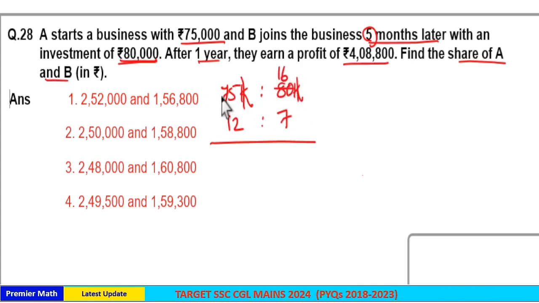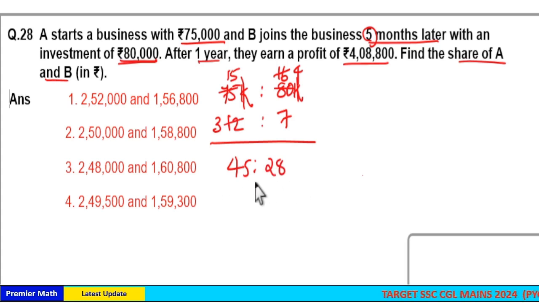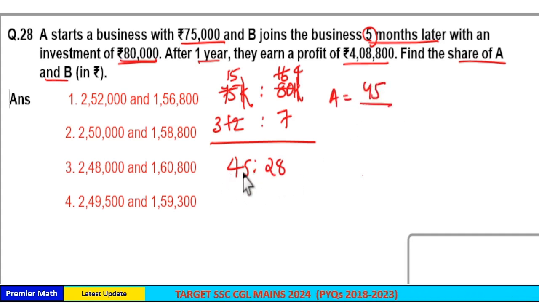Now if you take the ratio, K and K cancel. 5 goes 16 times in 80, 15 times in 75. 4 goes 3 times in 12, 4 times in 16. 15 into 3 is 45 and 7 into 4 is 28. So the share of A and B is in the ratio 45 is to 28. Now the share of A is equal to 45 divided by total ratio parts, 45 plus 28, which is 73, into total profit generated at the end of the year, which is 4,88,000.